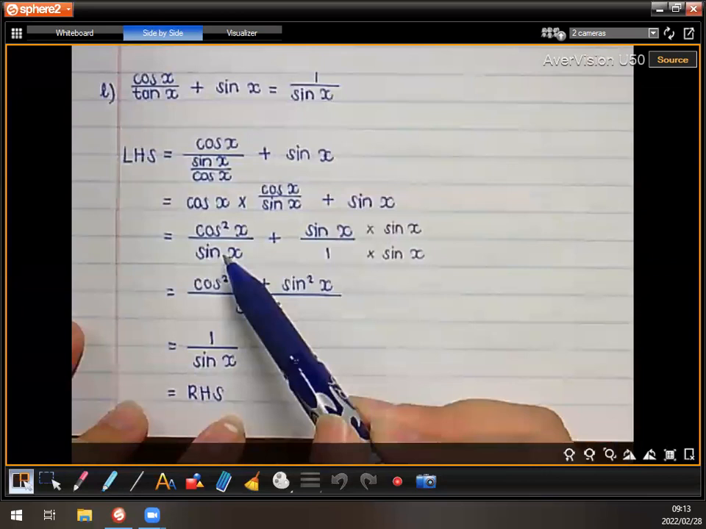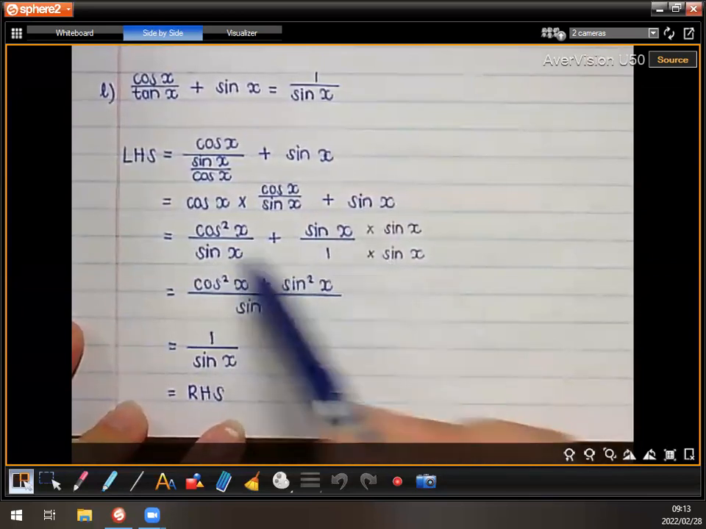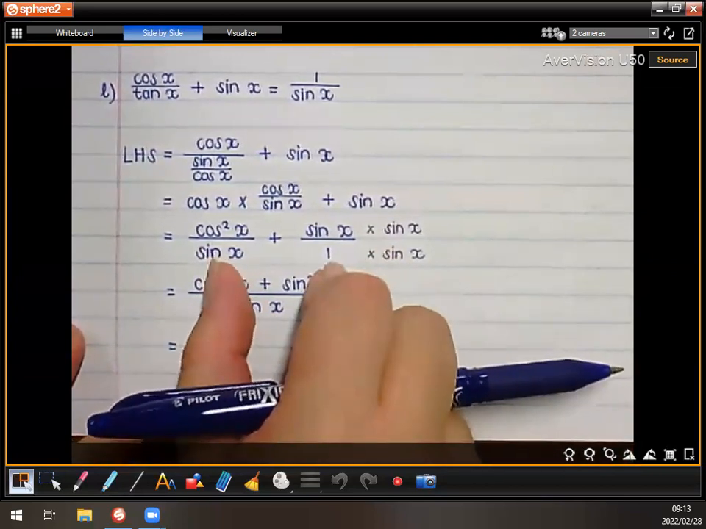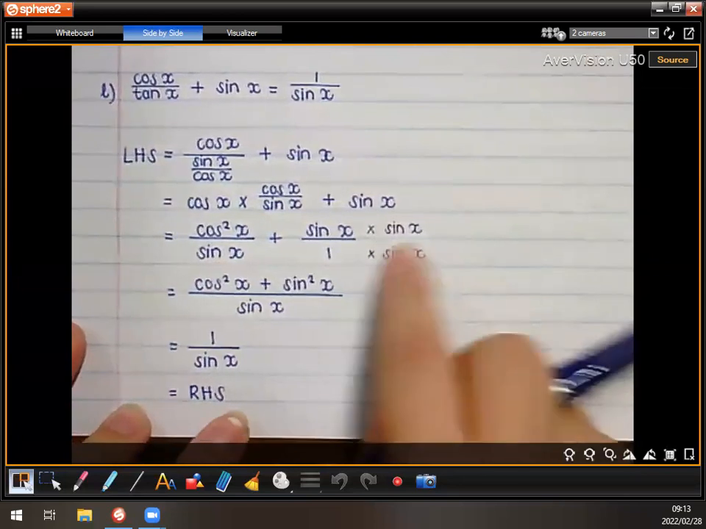So I had cos x times cos x is cos squared x over sin x plus just the sin x. Now here I just wrote sin x as sin x over 1 because now I do have two fractions I have to put together as one. So sin x over 1 and cos squared x over sin x, they don't currently have the same denominator. What would the LCD be of these two denominators, guys? Sin x. So we need to change this one to sin x.